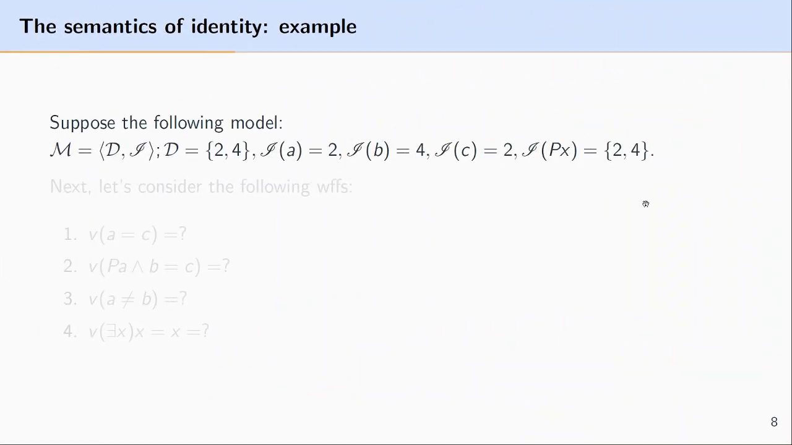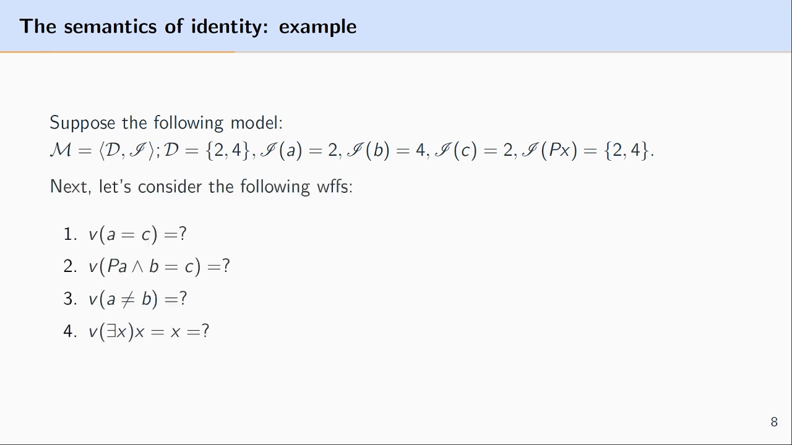So let's take the following model. A model consists of a domain and an interpretation function. We'll make the model relatively simple. The domain will consist of two numbers, 2 and 4. We'll interpret a couple of names, A, B, and C. A will refer to 2, B will refer to 4, C will refer to 2, and then we'll interpret a one-place predicate P which picks out the set that consists of the items 2 and 4.